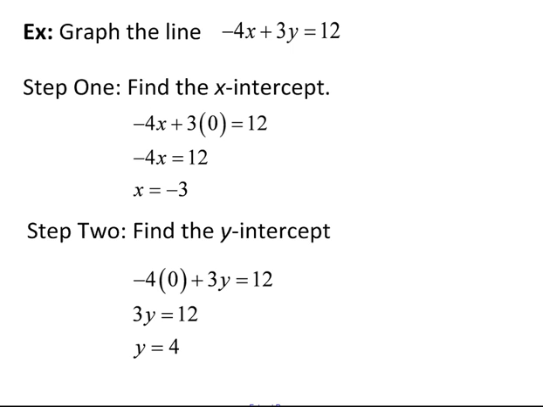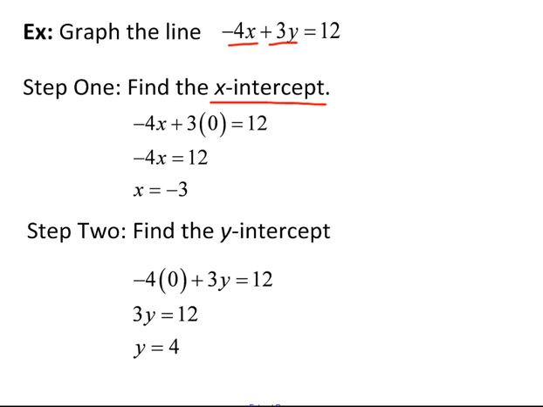So suppose we have negative 4x plus 3y equals 12 and want to graph it. You could solve for y. That's the long way. You're more likely to make a mistake. I do not recommend it at all whatsoever. But you could solve for y and graph it that way. A better, faster, easier way is to find the x-intercept.